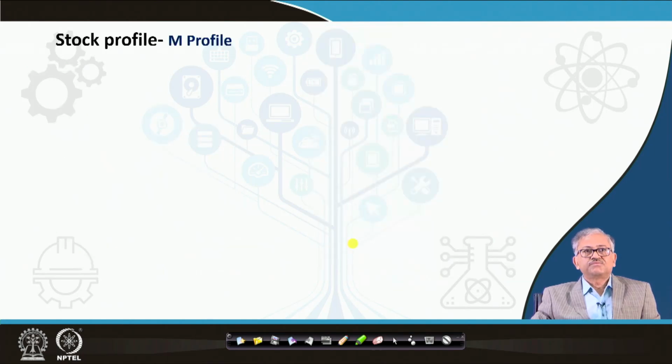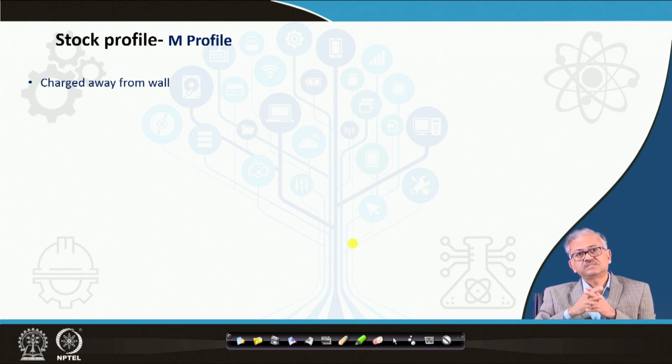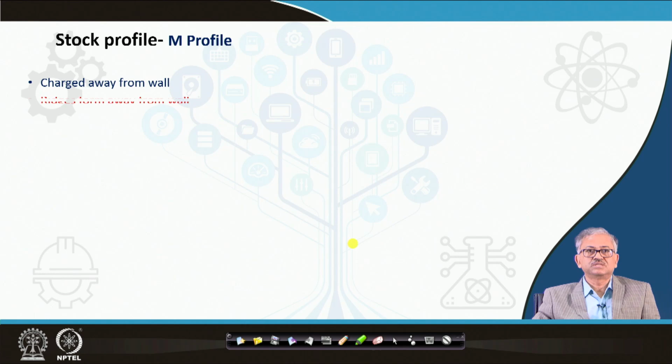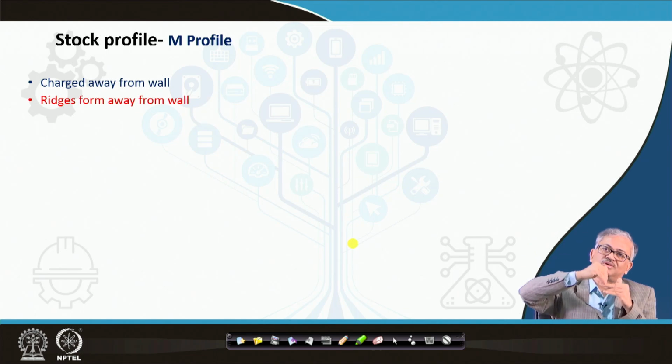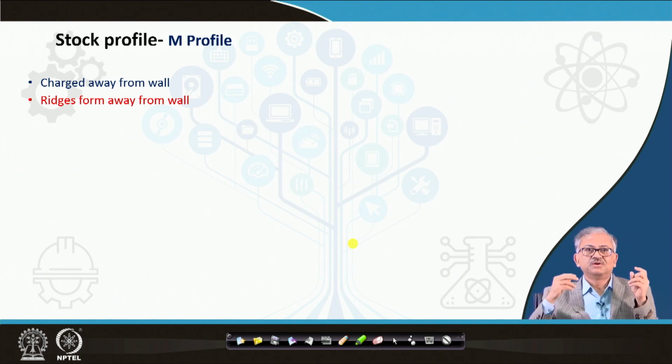Now we have another profile that is called the M profile, and that is a much better profile of blast furnace burden distribution. Here basically the charge, the material burden, is charged away from the wall, not at the wall, because if you charge at the wall, then all the problems come. So the ridge will also form away from the wall. Obviously, at the point of fall, all the fines will form a ridge. Okay, so the ridge is now forming away from the wall, right?